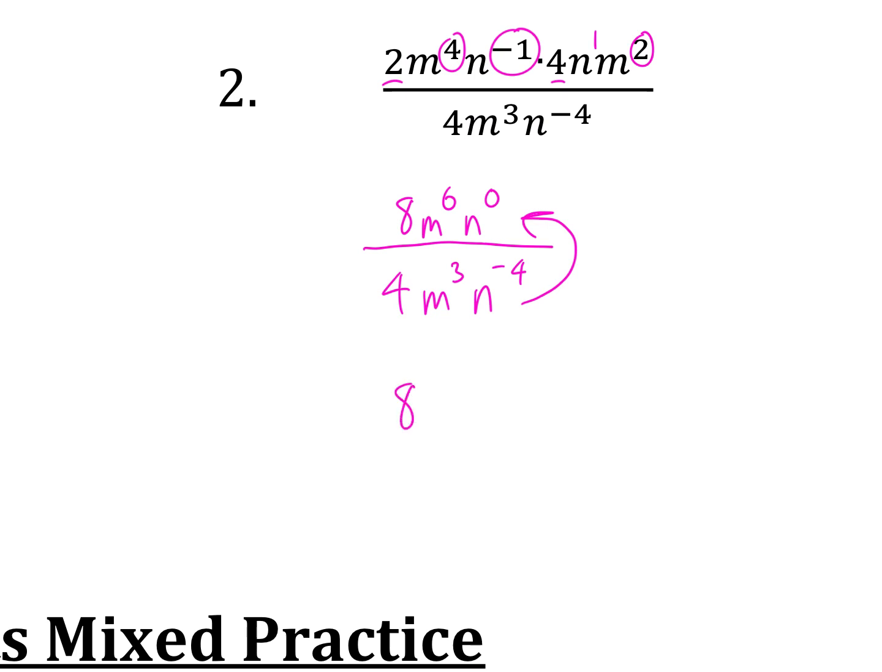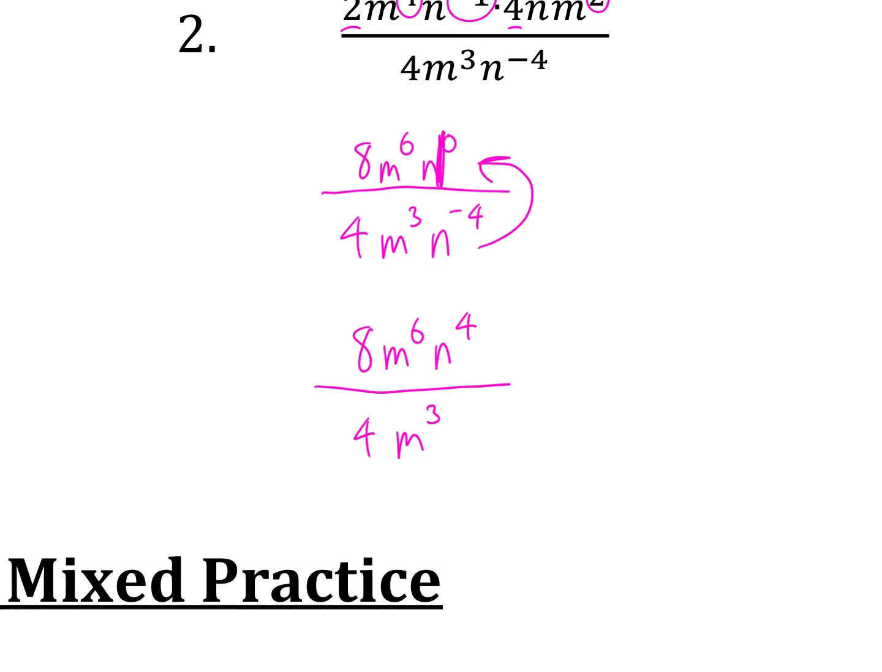So now we have 8m to the 6th. Do we need n to the 0 anymore? No, it's equal to 1. I'm just going to put a 1 through it, okay? So n to the 4th is going to be up here, and the rest is going to stay where it is. Don't move everything. You only move the stuff that's directly touching the negative exponent, okay? So keep the rest of it the same. So I got 4m to the 3rd down here. All right, so that's negative and 0 exponents.